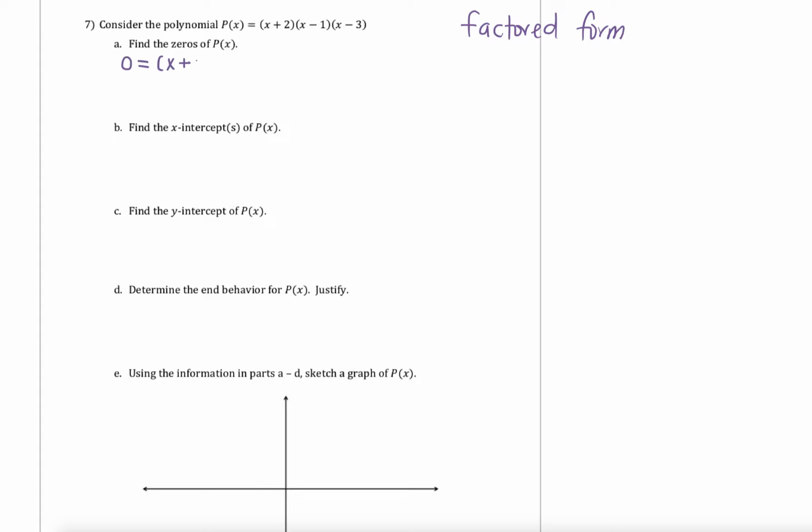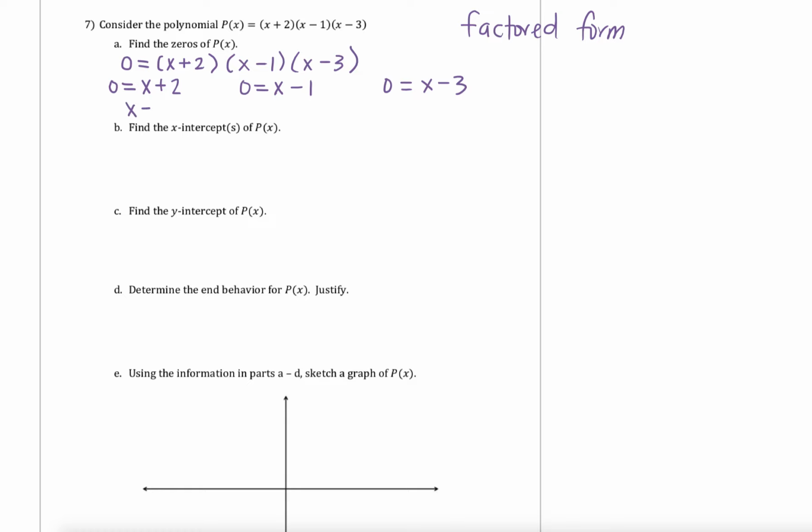So I have 0 equals x plus 2 times x minus 1 times x minus 3. And what we're going to do is apply the zero product property, which we learned in our last unit, which says that if I have a product of things that are multiplied that equals 0, then I can set each factor equal to 0. So I have 0 equals x plus 2, 0 equals x minus 1, and 0 equals x minus 3, and I can solve each one of these.